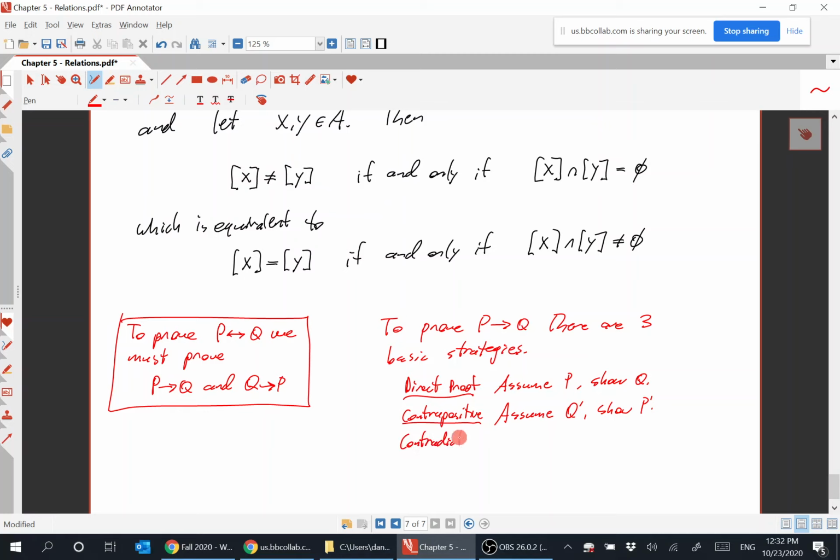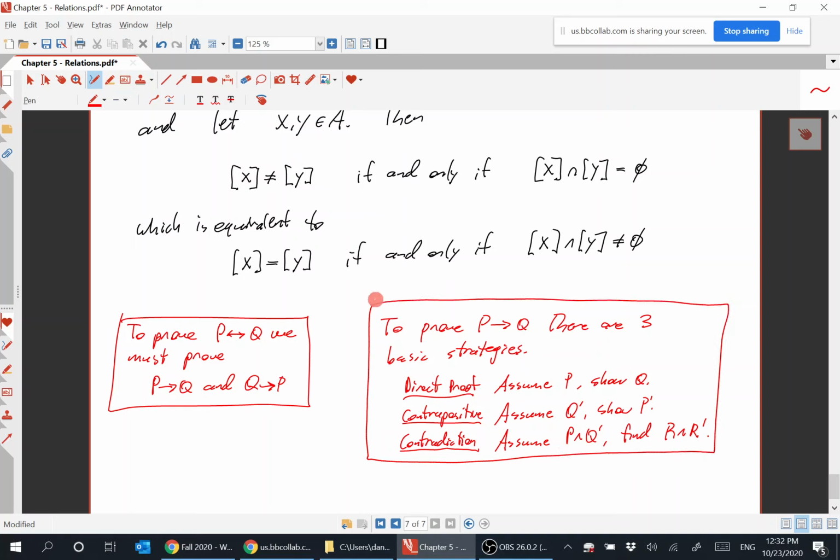Assume that P and not Q. When is an implication false? When P is true and Q is false. Assume P and not Q, find R and not R. Now, of course, R and not R is always contradictory, it's always false, but you're going to find an R that's true and a not R that's also true, but that can't happen.